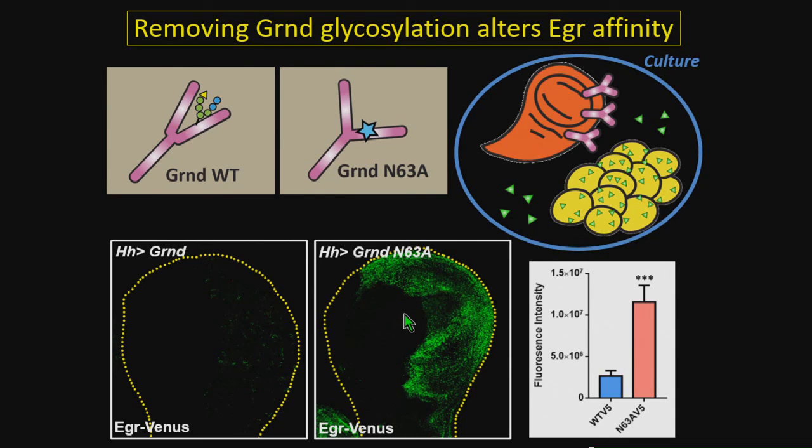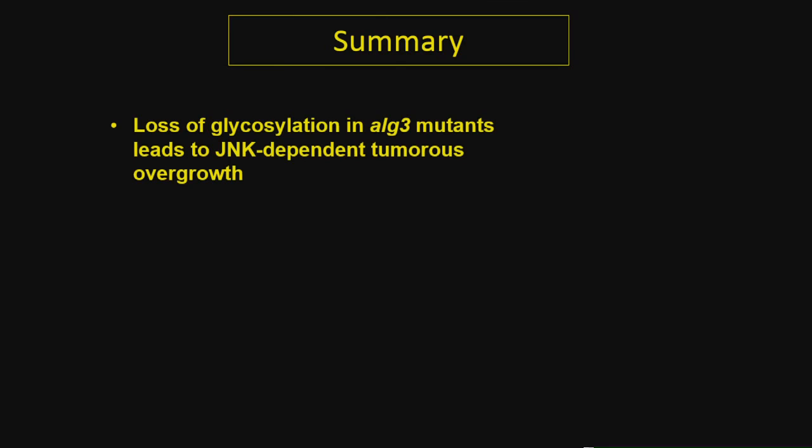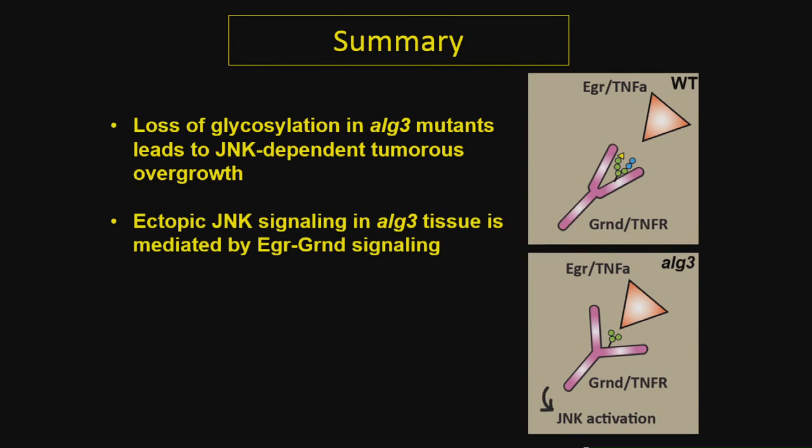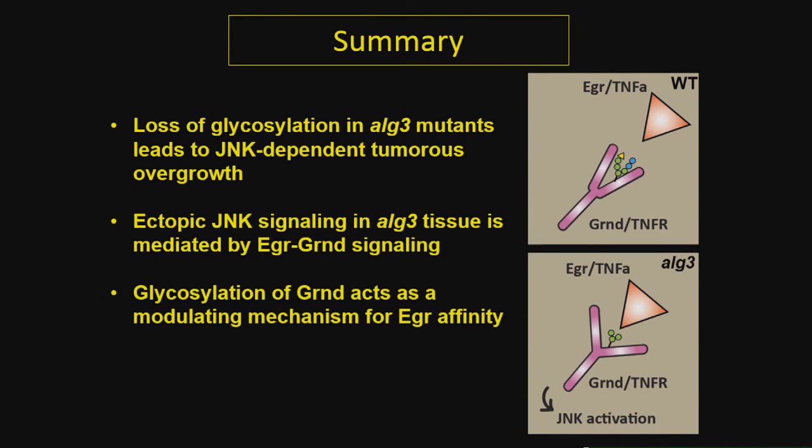So this really points to a signaling mechanism where the glycosylation of Grnd actively controls the binding of Eiger and controls downstream JNK signaling. So in summary, I hope that I showed you today that loss of glycosylation in Alg3 mutants leads to JNK-dependent tumorous overgrowth, that this ectopic JNK signaling in these glycosylation mutants is mediated by both Eiger and Grnd signaling, but that it's specifically glycosylation of Grindelwald that acts as a modulating mechanism for Eiger affinity.